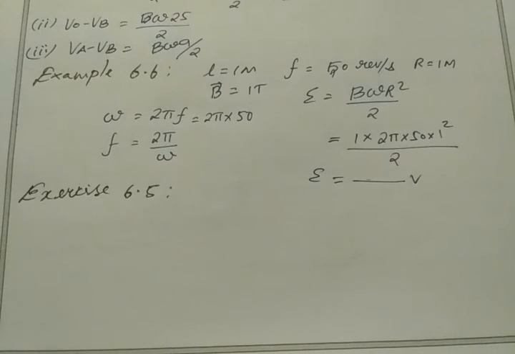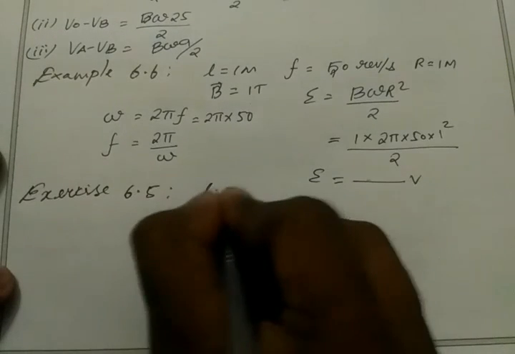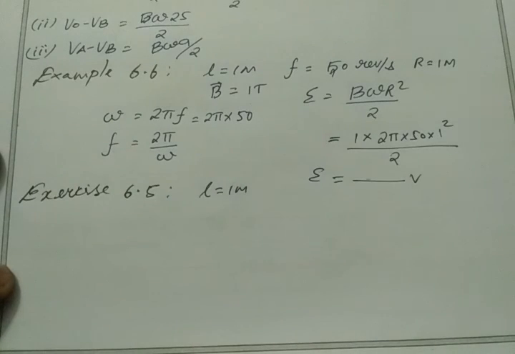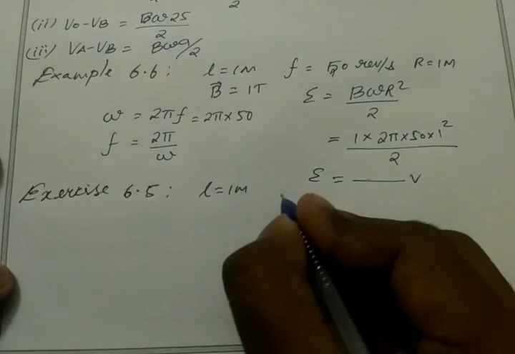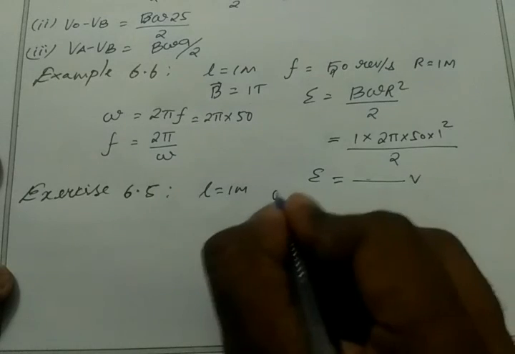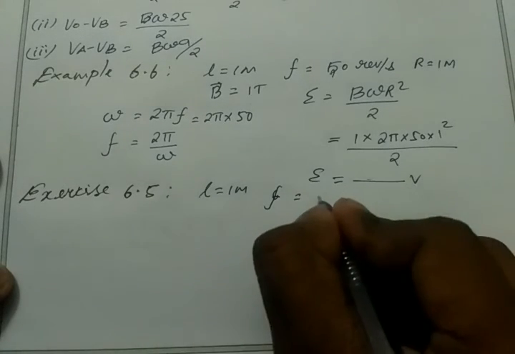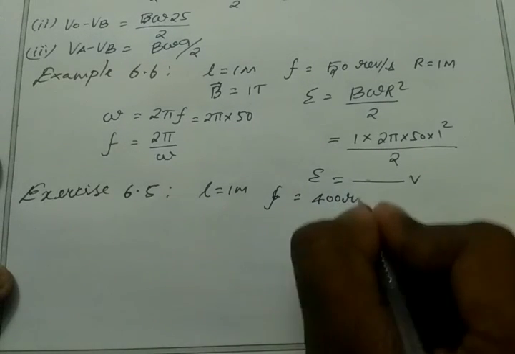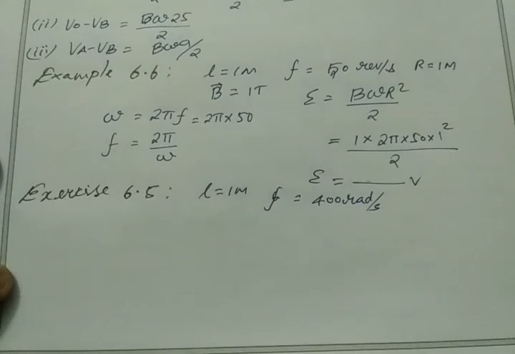Next problem, very similar to the example problem. In exercise 6.5 in the NCERT book, a 1 meter long metallic rod. Write the given data. Length is 1 meter. It is rotated with an angular frequency of 400 radian per second. Angular frequency omega is given as 400 radian per second. We know the unit of theta is radian.